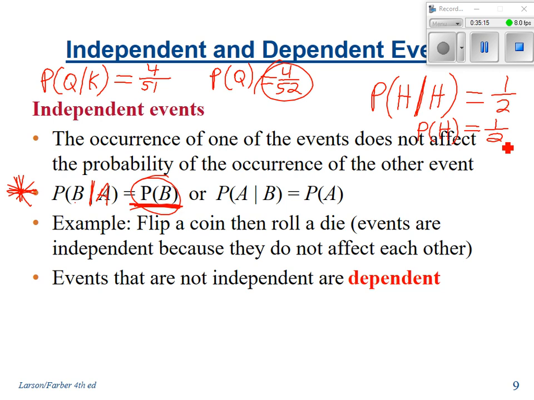Those are considered independent events, because when I flip the coin the first time, just because it came up heads doesn't mean that it's got to come up tails the next time. So the probability of getting A, given that B has already happened, is going to be the same regardless of what B was.